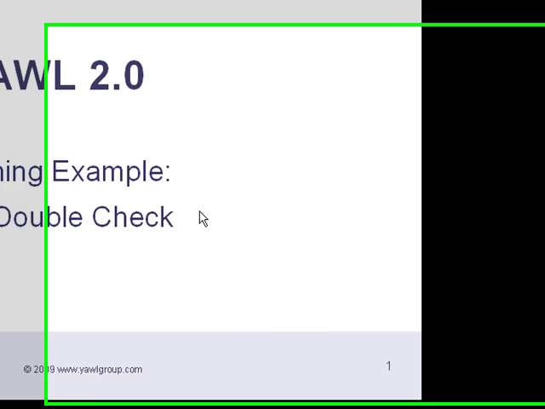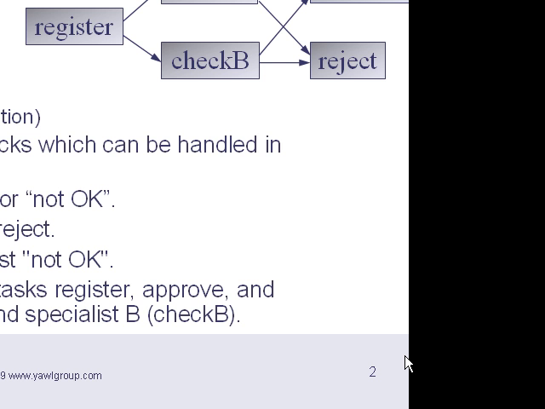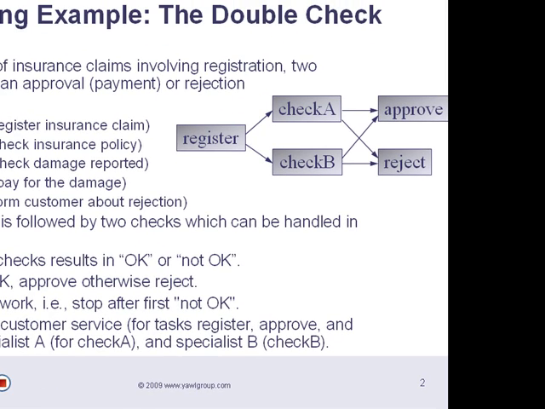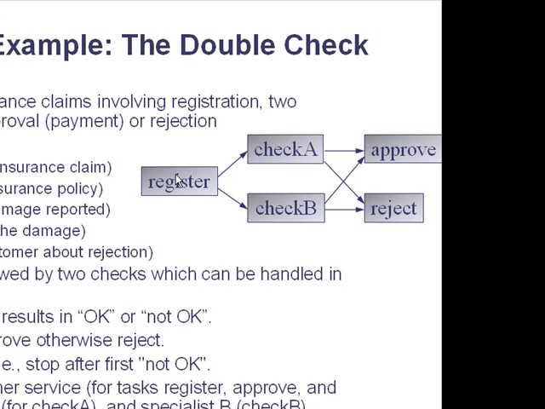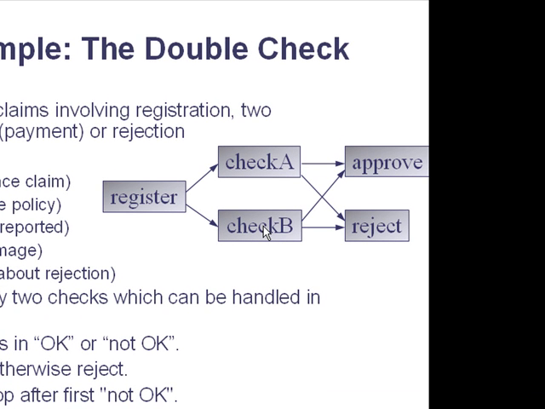To demonstrate the YAWL environment, we'll use a small example which we'll explain in the following couple of slides. The example captures a process containing a double check activity. This could be, for instance, an insurance claim process containing 5 tasks: registration of an insurance claim, then a check A and a check B, where check A can be a check of insurance policy, while check B is the check of damage reported. Then we have approval and rejection.